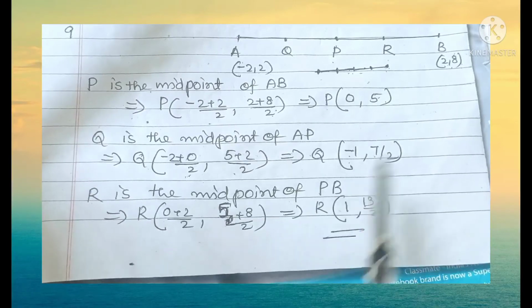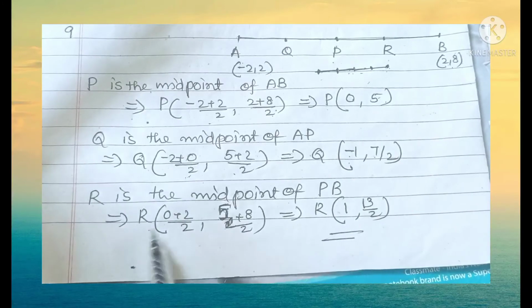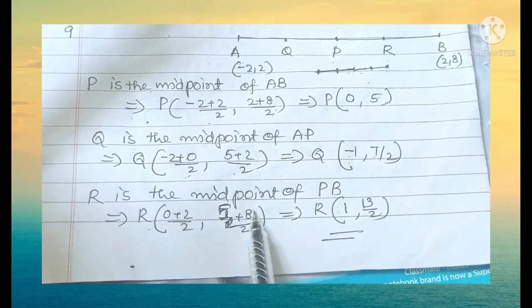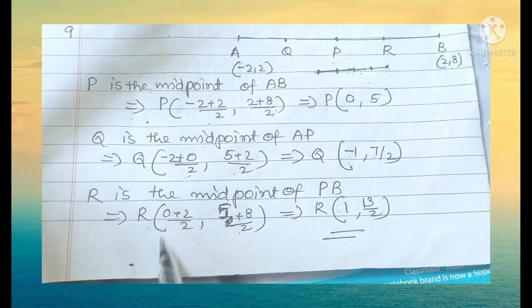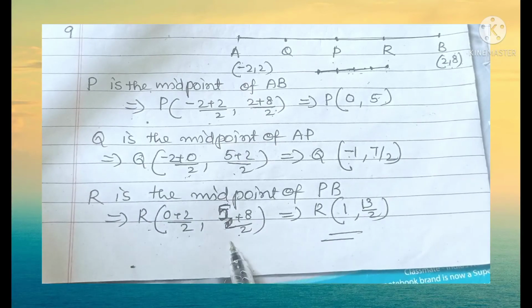Then R is the midpoint of PB. Here the figure is there. R is the midpoint of PB. Then R is 0 plus 2 by 2 and 5 plus 8 by 2. 0 plus 2 by 2, that is 2 by 2, is equal to 1 and 5 plus 8 is 13, 13 by 2.